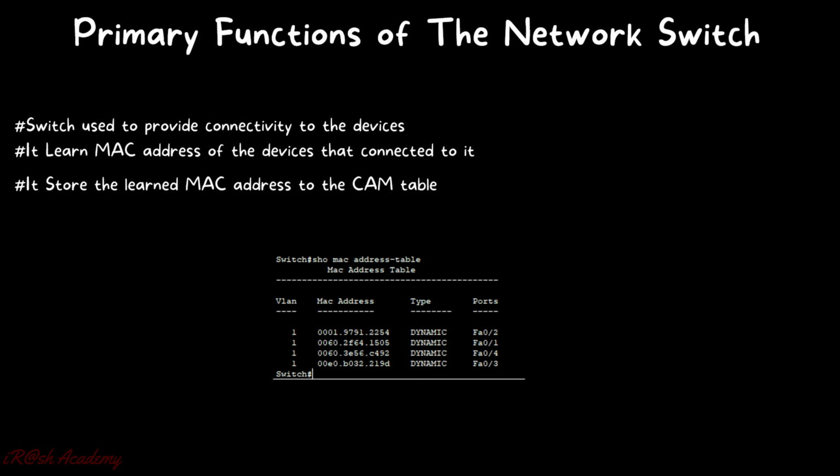On the screen we can see the MAC address table of a switch. Here we can see 4 devices connected to the network switch, and we can see their VLAN. We can see the physical address of each device, what type of connectivity it is, and in which port that device is connected. This is how a network switch manages the connectivity between multiple devices.